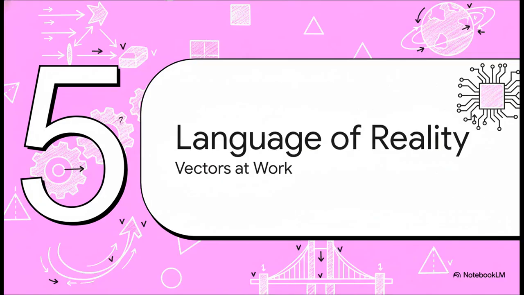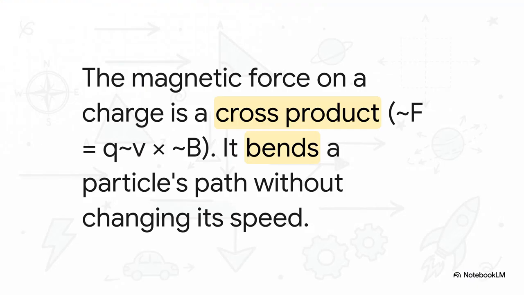So we've seen the math, we've seen the geometry. For our final section, let's bring it all home and see how vectors are, quite literally, the language that reality is written in. Deep inside a particle accelerator, scientists use these incredibly powerful magnetic fields to steer particles. The force that the magnet puts on a moving particle is a cross product, and because that force vector is always at a right angle to the particle's direction of travel, it bends the path into a perfect circle. But it never speeds it up or slows it down. It's the ultimate steering mechanism.